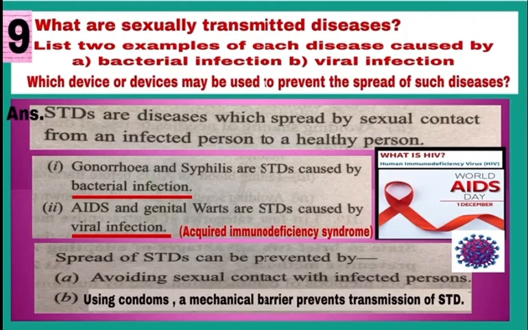B part of the question. List 2 examples of each disease caused by A. Bacterial infection, B. Viral infection. See the answer. Gonorrhea and syphilis are STDs caused by bacterial infection, and AIDS and genital warts are STDs caused by viral infection. Note important point.